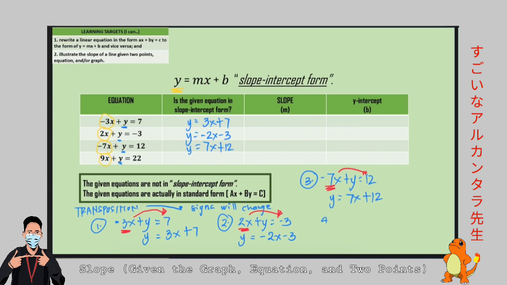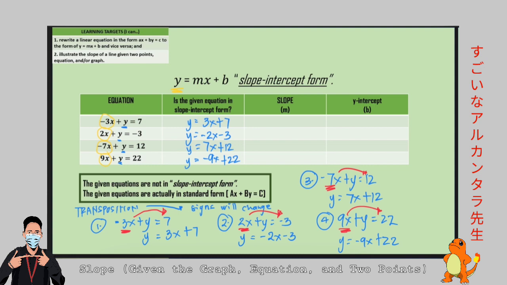And then lastly, number 4, we have 9x plus y is equal to 22. Again, we want the y to be alone, so we're moving 9x to the other side. This will give us y is equal to negative 9x plus 22. Again, the reason for that is because when you transpose, the term that we transpose should change signs. This is actually a showcase of the concept of the properties of equality, whether addition property or subtraction property.